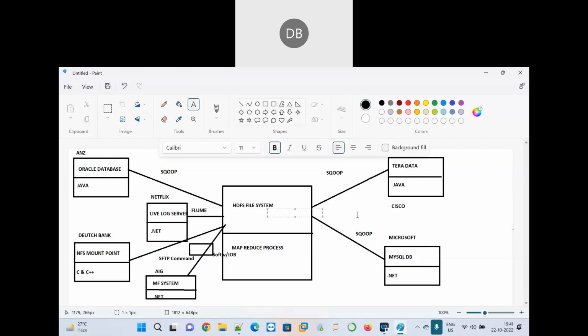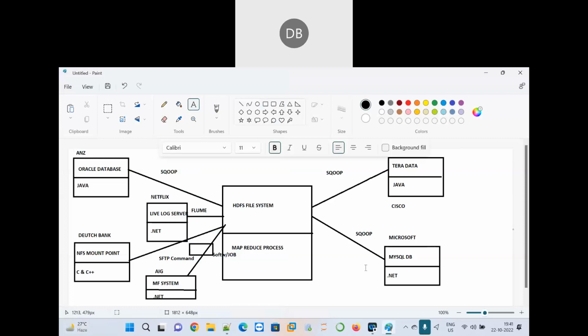If you are using a log server, then you need to get the data from the live log server, and for that you use Flume. This is how the Hadoop migration process will be carried out. In a big data Hadoop migration project, we basically follow such kind of steps. First, get the data into our Hadoop environment. Then only are we going to start processing. Till the data is available in our HDFS file system, Hadoop is helpless.